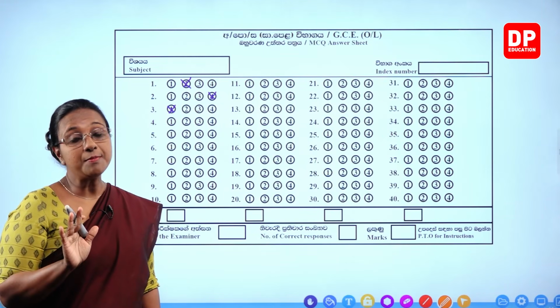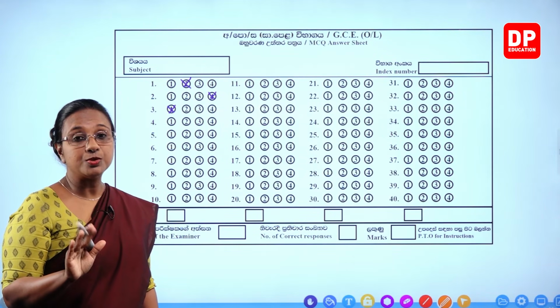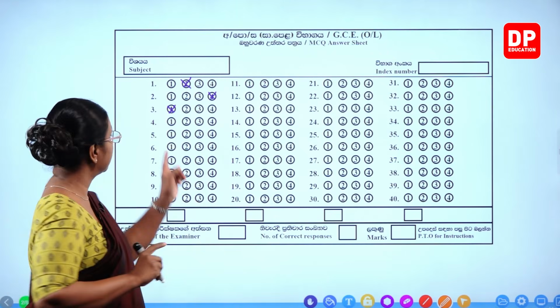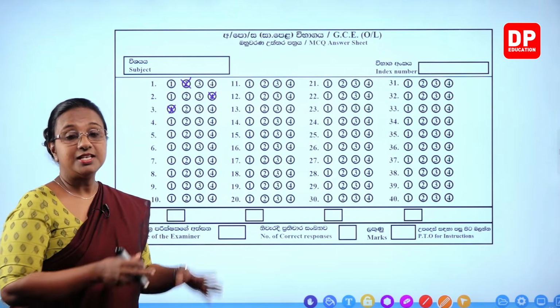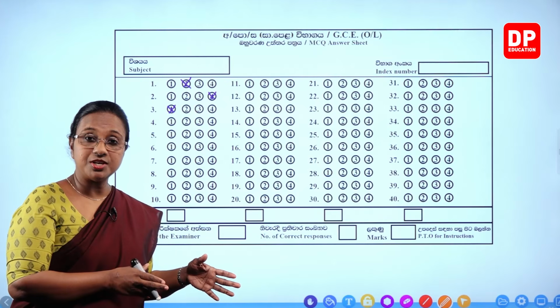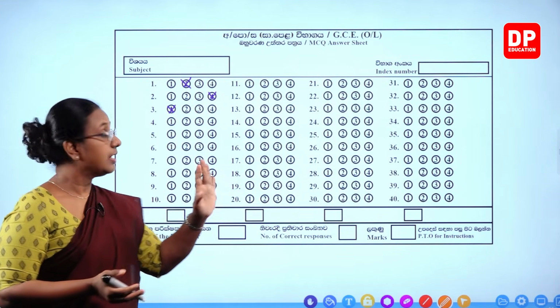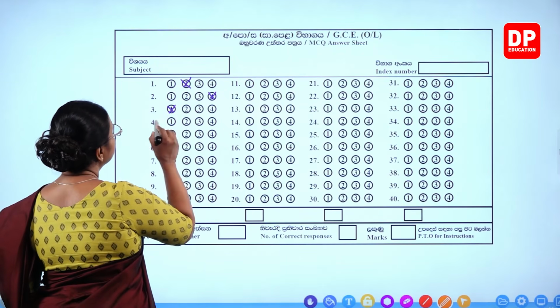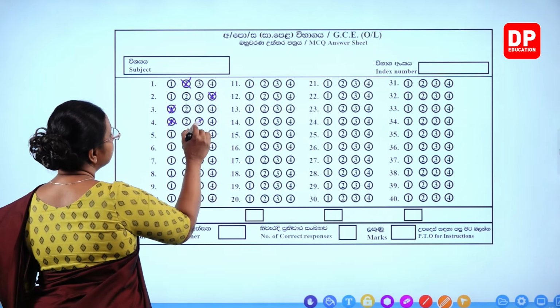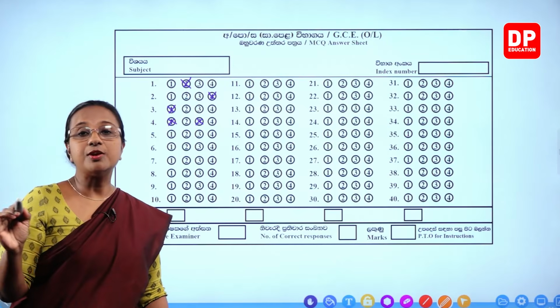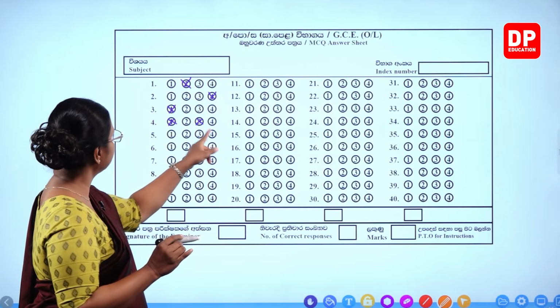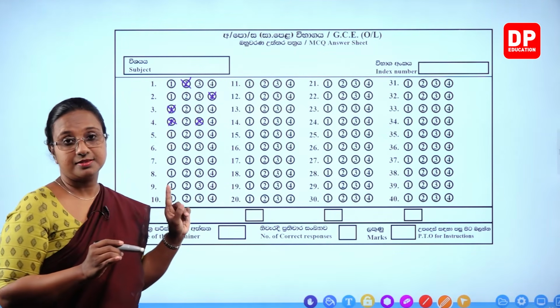Now when you are marking, you have to make sure you mark only one answer for one question. Let's say you mark your answers in your question paper, and you are transferring the answers to the answer sheet. Now by mistake, let's say for the fourth question, if you mark this and this, then you will not get marks because this looks as if you have marked 2 answers.